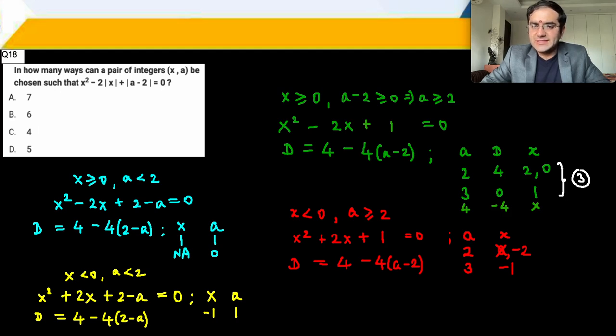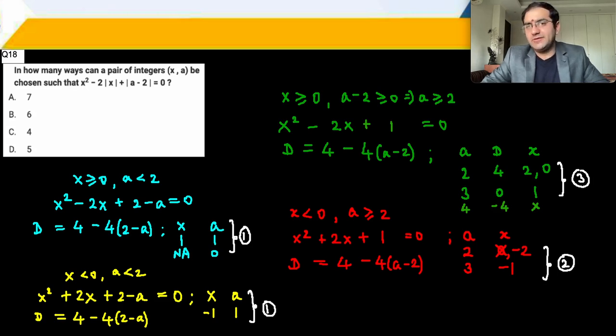a is 2, x is 2, and a is 2, x is 0. a is 3, x is 1. Then next case I have 2 solutions over here. Over here I have only 1 solution, and last case also I have only 1 solution. So 3 plus 2 plus 1 plus 1, I get a total of 7 solutions for this question. And what a lovely question. Should have been left well alone in the exam.